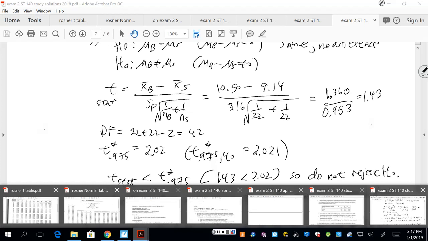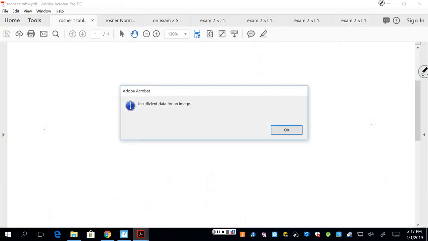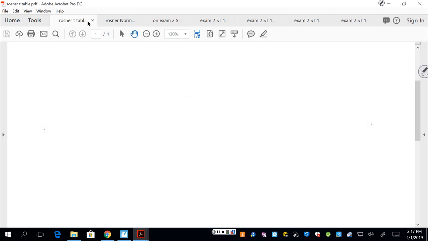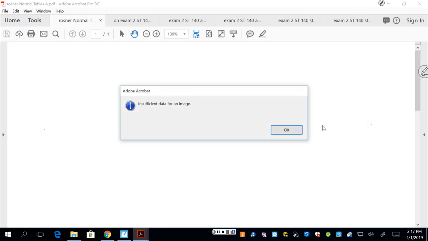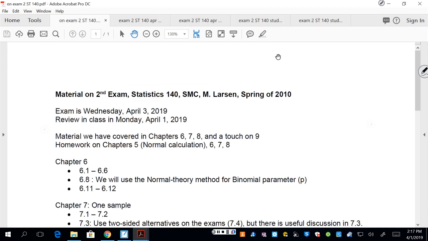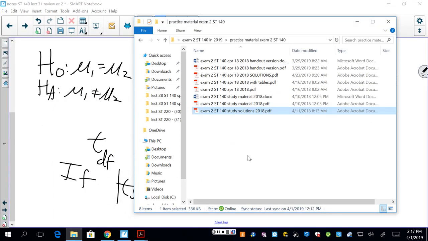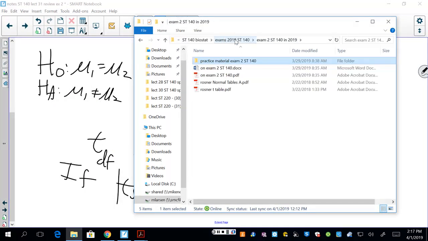And let's see if we can have our T-tables look like there. Oops. Oh, everything cut out. Funny. Let's start that again. Okay. So the T-tables, there it is.